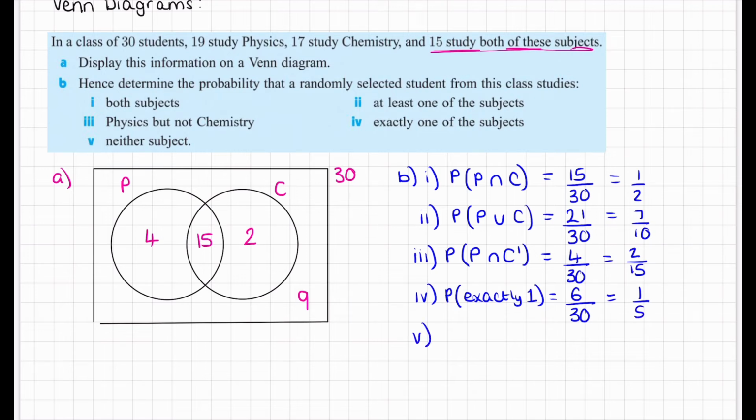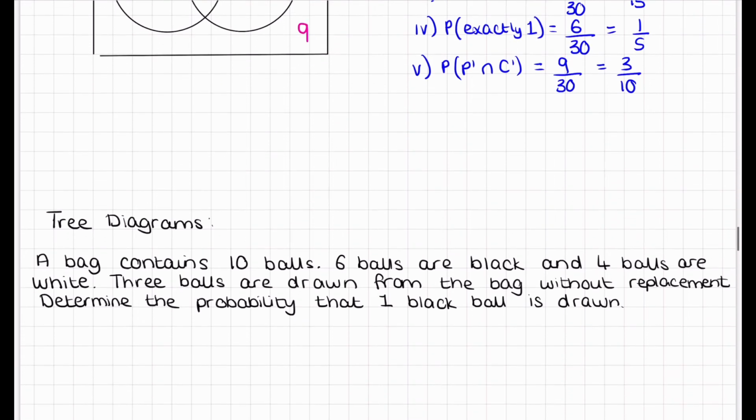And then the last one, neither subject, so that's on the outside. So we want not physics and not chemistry, which is 9 out of 30, which simplifies down to 3 out of 10. So Venn diagrams are a really easy and good way to be able to see what probabilities and which numbers go where. So if it is a Venn diagram type of question, I would always recommend to draw it, because it does make things a lot clearer when we're looking at certain subjects or both subjects, etc.